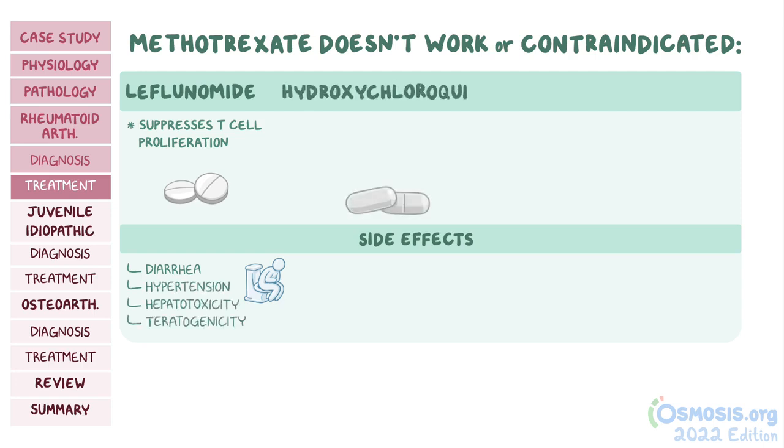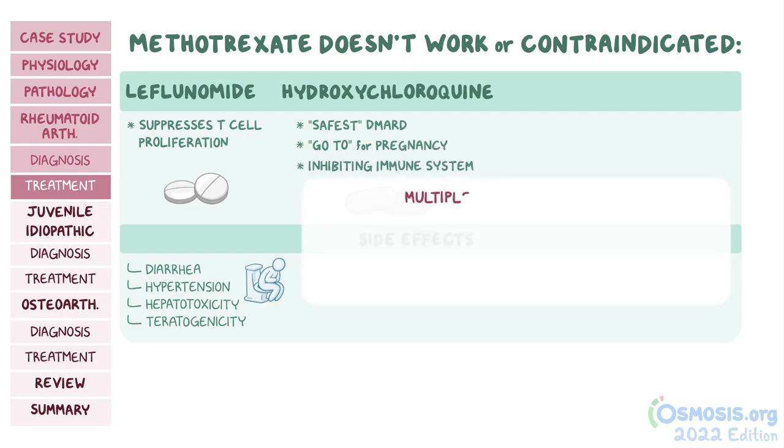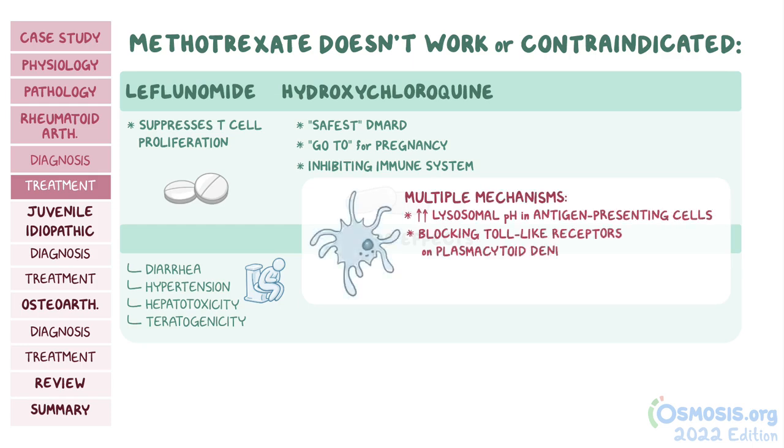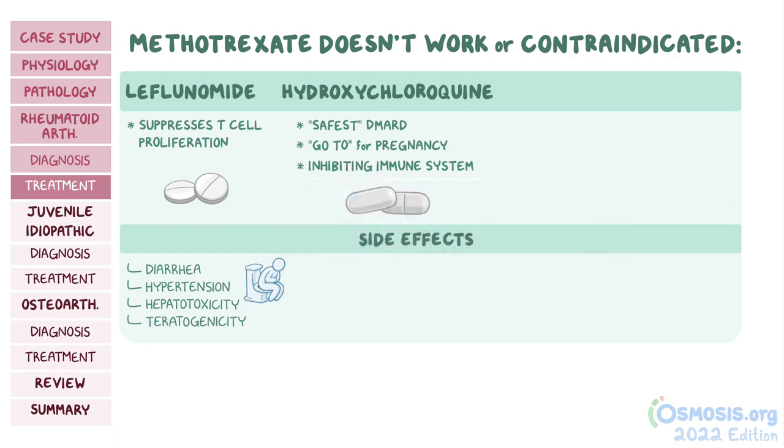Then there's hydroxychloroquine, which is generally considered to be the safest DMARD and a go-to drug for pregnancy. It works by inhibiting the cells of the immune system through multiple mechanisms, such as increasing lysosomal pH in antigen-presenting cells and blocking toll-like receptors on plasmacytoid dendritic cells. Toll-like receptors are surface proteins that have a role in recognizing the pathogens that enter our bodies. The most important side effects are eye toxicity, hepatotoxicity, excessive coloring of the skin, nausea, and diarrhea.